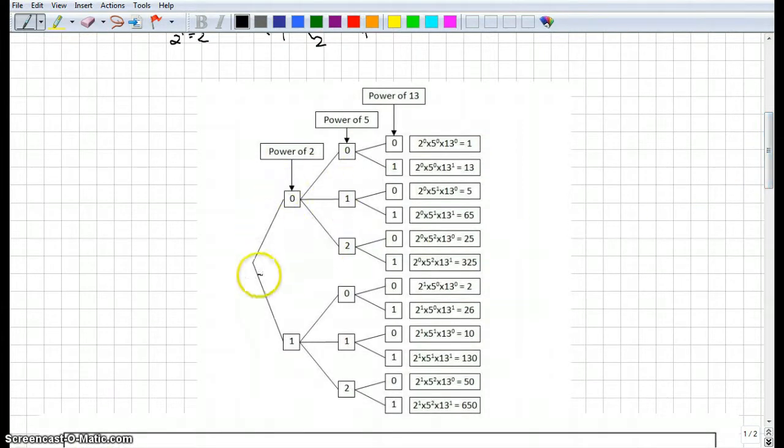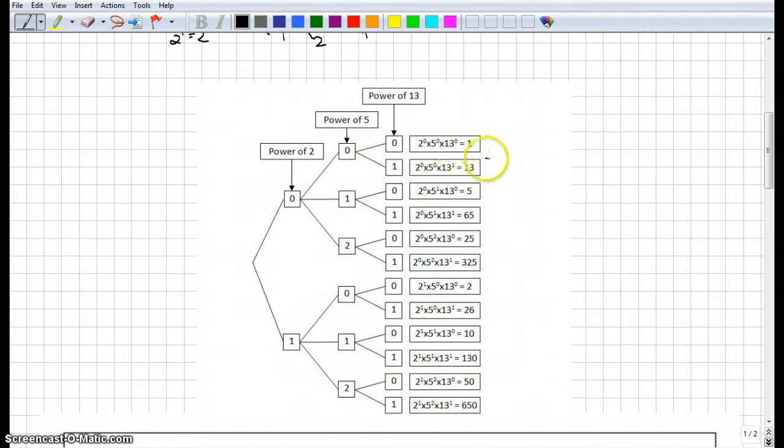Okay, so basically here's our choices. We have a factor of 2. We can either have 1 2, or no 2s. Do you see? And the power of 5, we can have no 5s, we can have 1 5, or we can have 2 5s. And independent of how many factors of 2, we still have 3 choices for the power of 5. That just tells us how many 5s we're including in that divisor. And then again we have 2 choices for the number of 13s to include in the divisor.